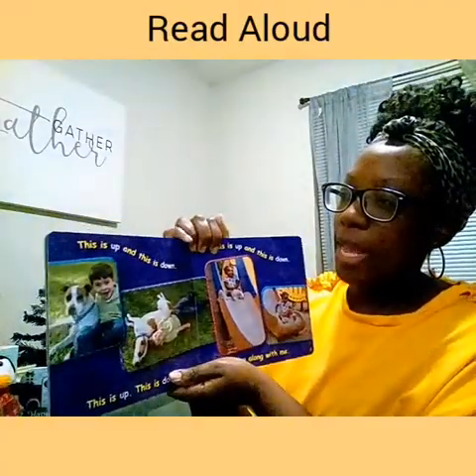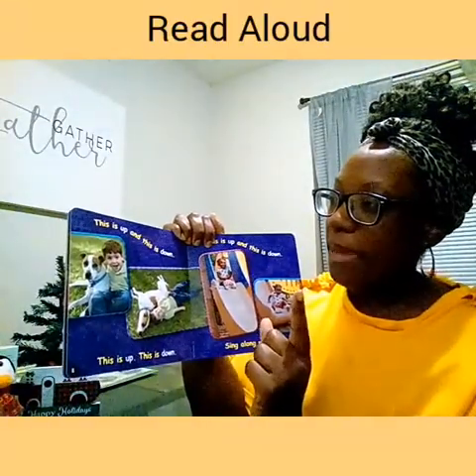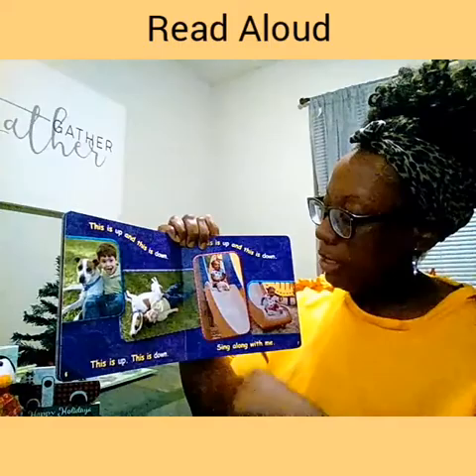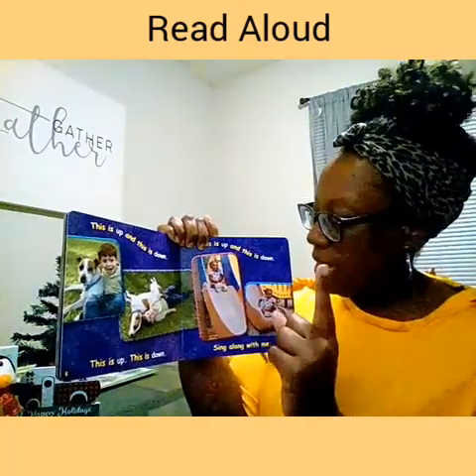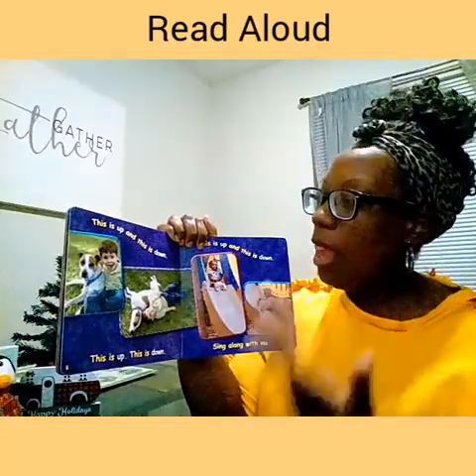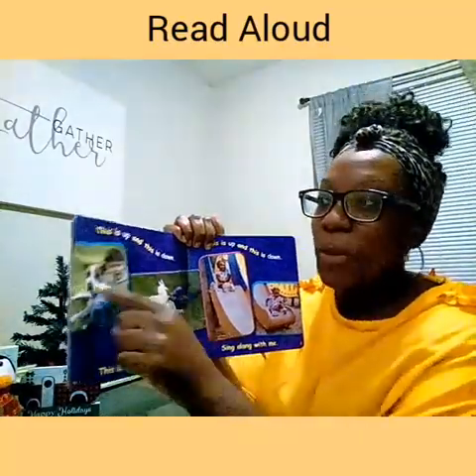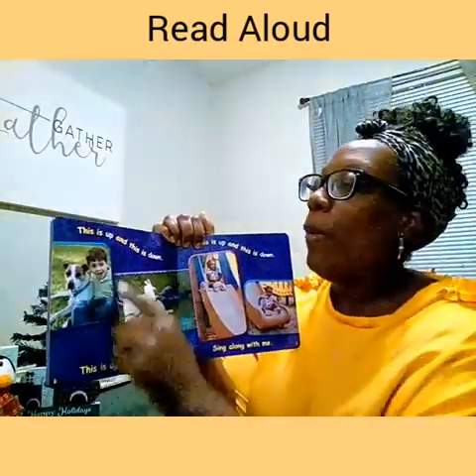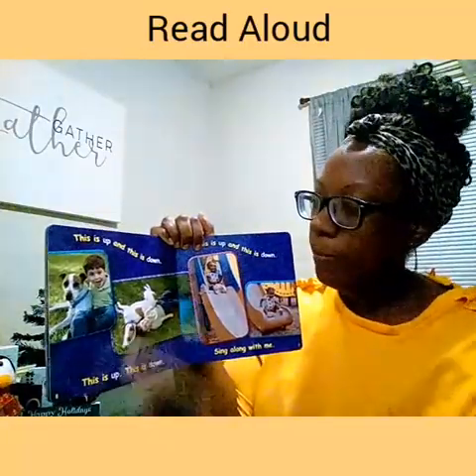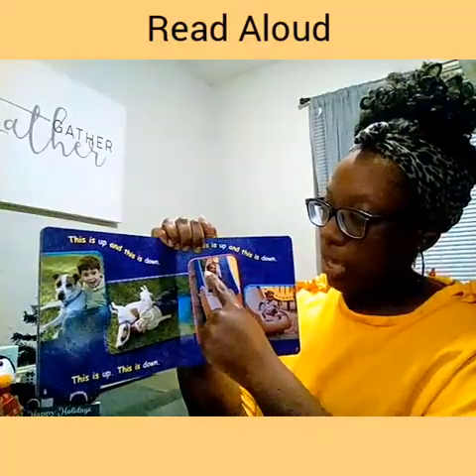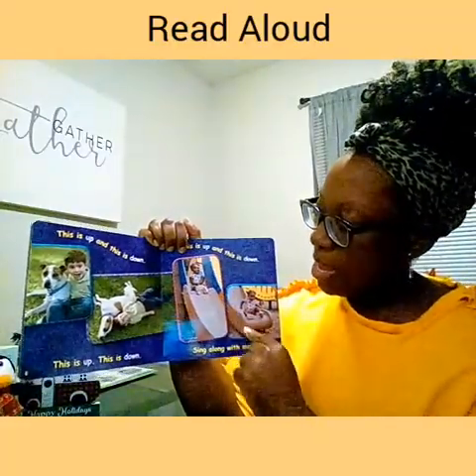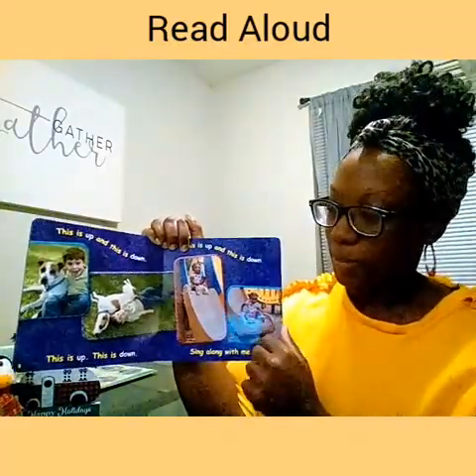Here's another one. Say this is up and this is down. Sing along with me. So if you can see, the boy and the dog are sitting up. Now they are lying down. Up, she's up on the slide, then whee, she went down.